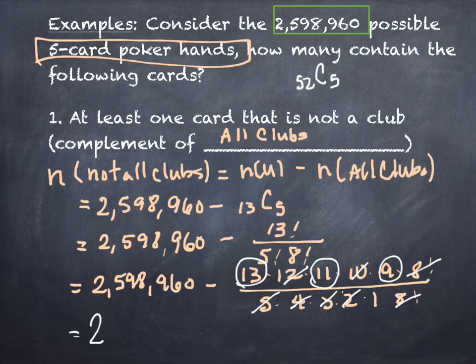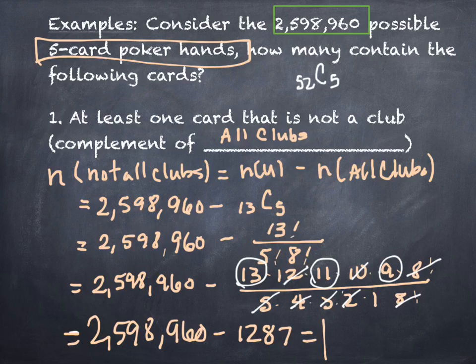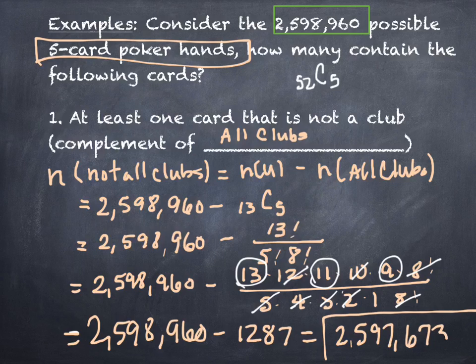So we need to take 2,598,960 and subtract 1287 from that. What number do you have? 2,597,670. Any questions on that?